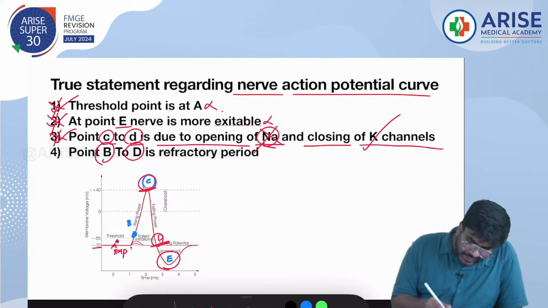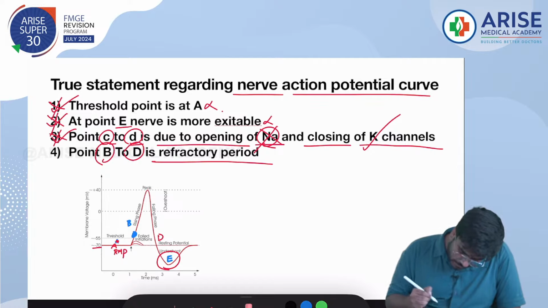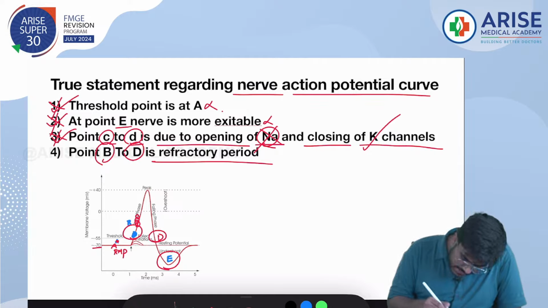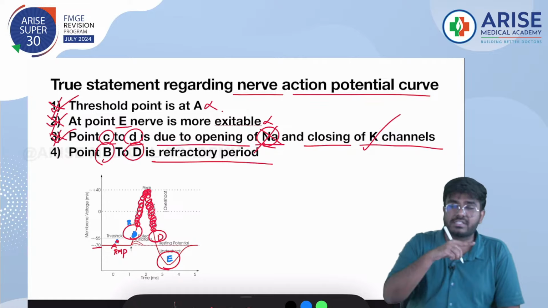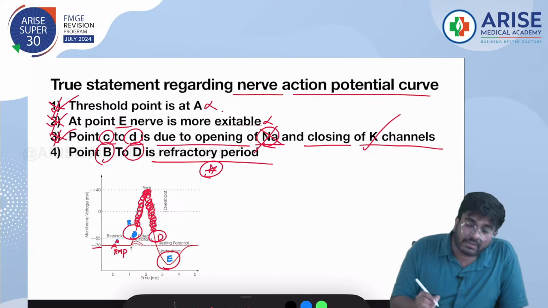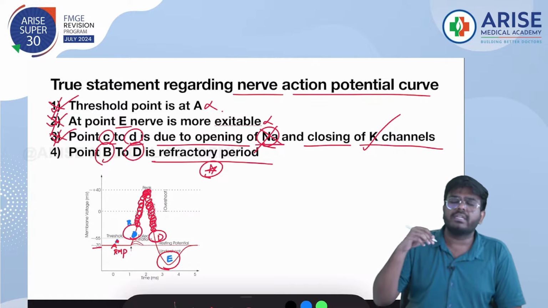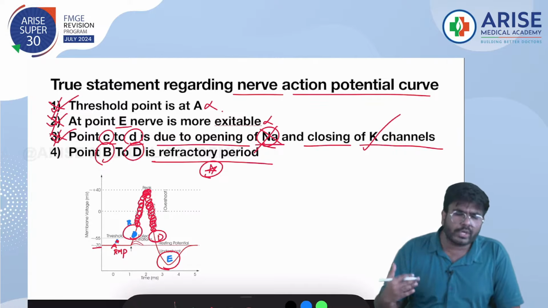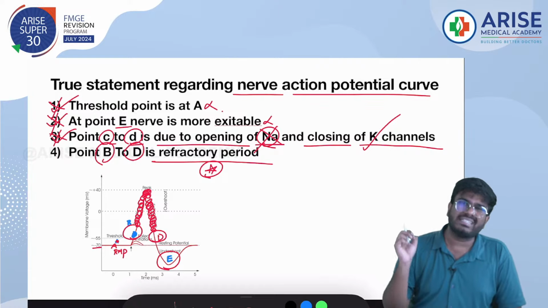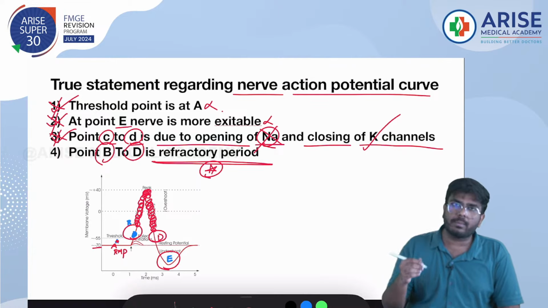Point B to D is the refractory period. Absolutely, yes. Let's say from point B to point D, this phase which I am highlighting, the depolarization and also repolarization. This phase is called the refractory period, where the nerve is completely inactive. It is not going to generate one more action potential, however hard the stimulus you give. So this is called the refractory period. Point B to D.